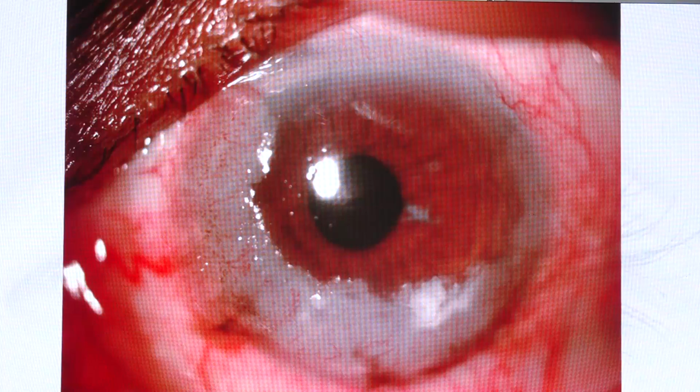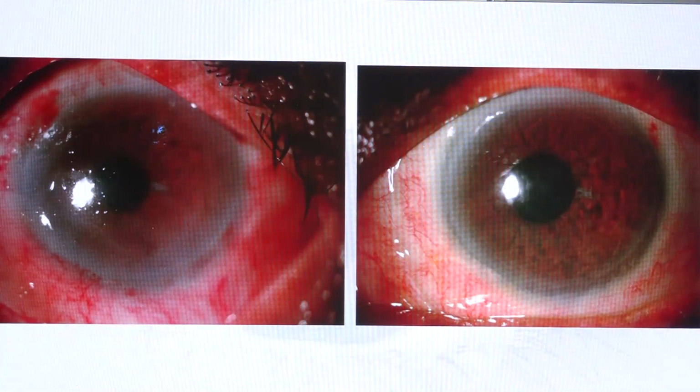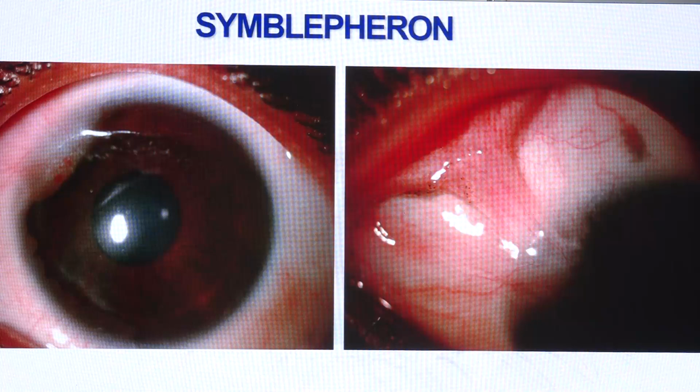This was a very challenging case which had 8 clock hours of OSSN. And removing this and putting an amniotic membrane, there is a very high risk of causing an LSCD, but this patient did well. Another indication is to remove symblepharon.